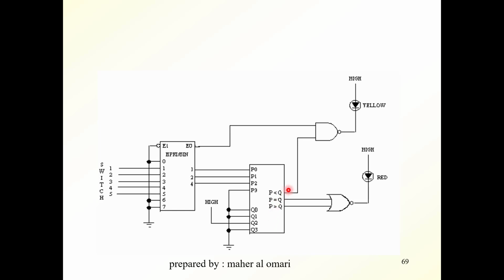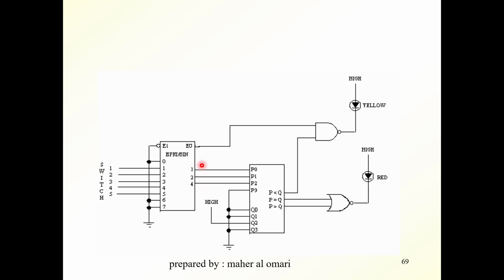Now, the outputs of the comparator: as you know, this one is equal to 1 if the P input is less than the Q input. Here, this is equal to 1 if they are equal. And here it's equal to 1 if the P input is greater than the Q input. Now, the code that is received here is the output of the priority encoder.